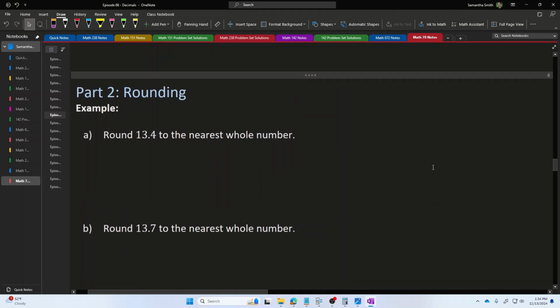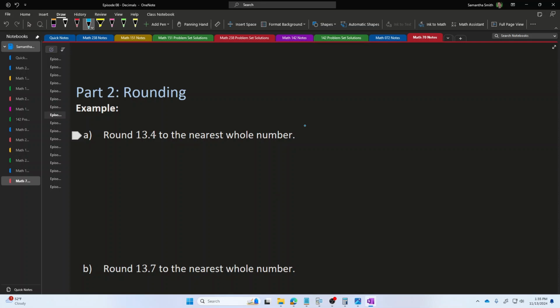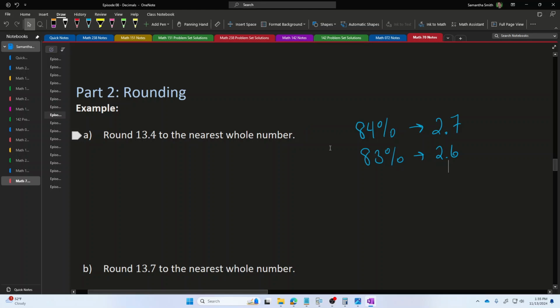In this part of the episode, I would like to talk to you about rounding. A situation where you might need to do some rounding: you might see a grade scheme that says if you get 84% overall in this class, I'll convert that, for example, to a 2.7 in your transcript. And if you get an 83%, then that'll be converted to a 2.6 in your transcript.